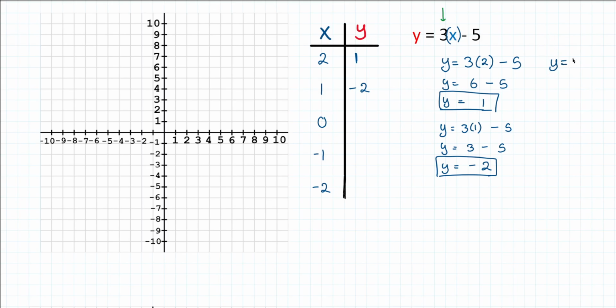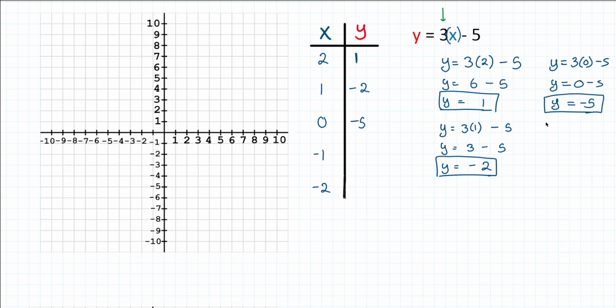Let's do another one over here, yeah? y equals 3 times, if I have room, 0 minus 5. Well, 3 times 0 is just 0, so y equals 0 minus 5. And 0 minus 5 is, you guessed it, -5. So I'll put a -5 right there.